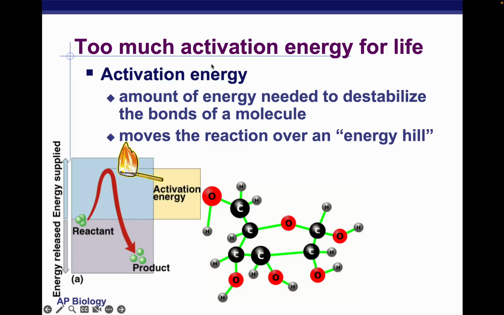Okay, so activation energy is too much for life. Activation energy is the amount of energy needed to destabilize the bonds, like we talked about, and to move the reaction over an energy hill. That's kind of like the barrier that I talked about. So if that's the hill over here, on the top of the red thing, the activation energy will need to be larger than that. The activation energy will be the distance from the reactant to the top of the hill.